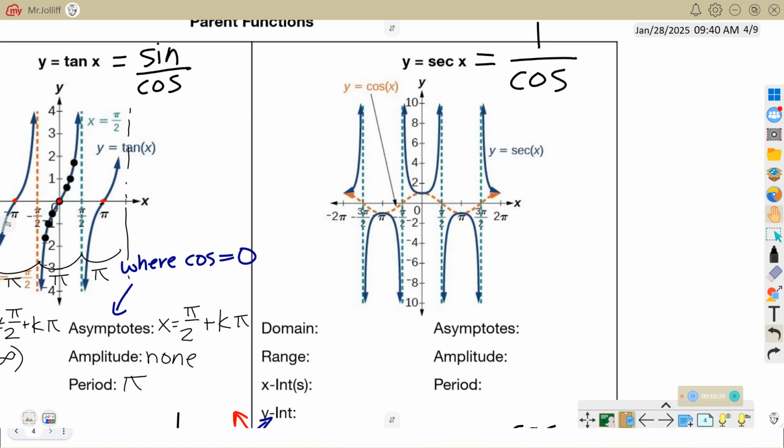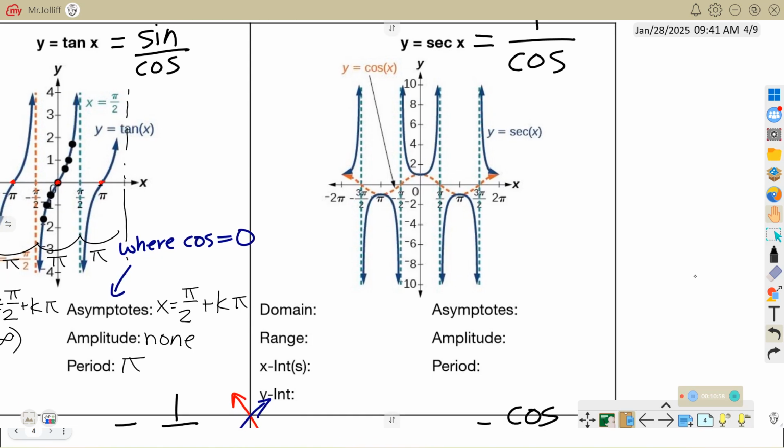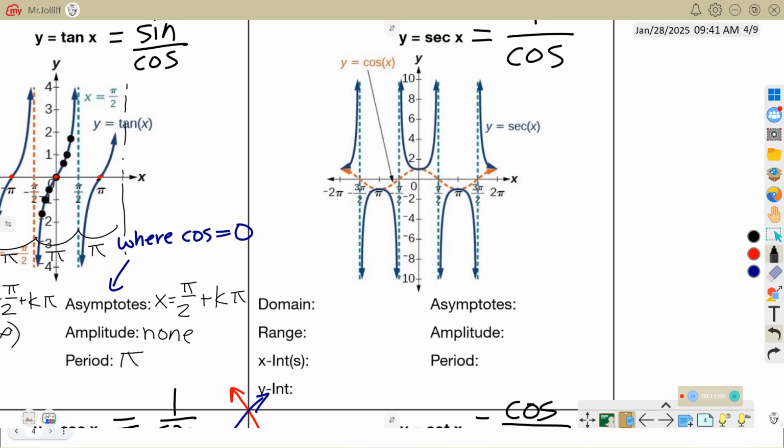What do we notice about the vertex of those U shapes? Where are they sitting relative to cosine? Very good. It's sitting at the peaks and valleys, or mins and max of cosine. So a lot of what we're going to describe about secant is related to the mins and maxes of cosine.